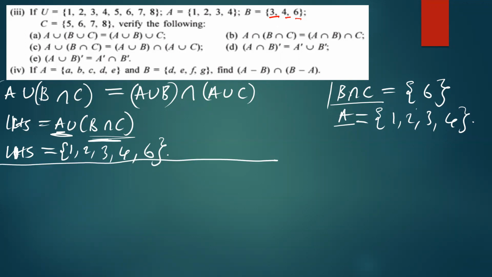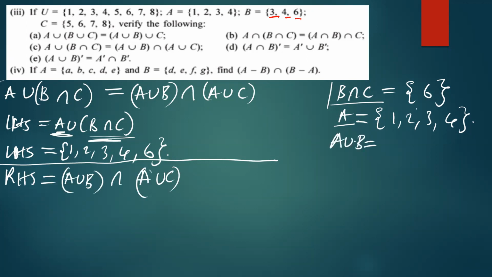So how do we find the right-hand side? The right-hand side is simply the distributed version of the left-hand side. They are asking us to verify the distributive law. When the left-hand side is distributed, it gives the right-hand side. So the right-hand side is equal to A union B, then intersection A union C. The first thing we need to find is A union B.